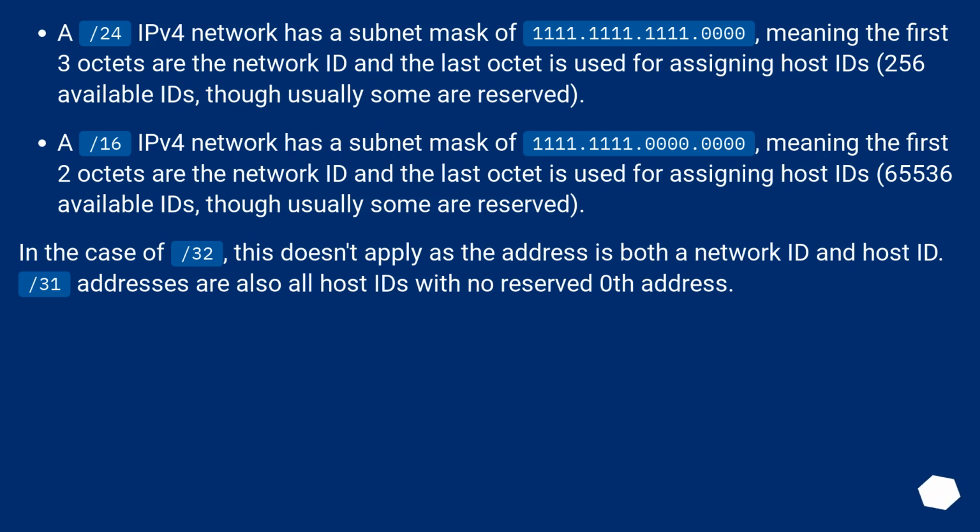A /16 IPv4 network has a subnet mask of 1111.1111.0000.0000, meaning the first 2 octets are the network ID and the last 2 octets are used for assigning host IDs, 65,536 available IDs, though usually some are reserved. In the case of /32, this doesn't apply as the address is both a network ID and host ID. /31 addresses are also all host IDs with no reserved 0th address.